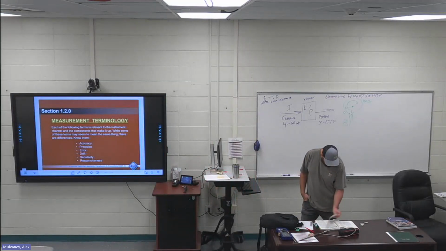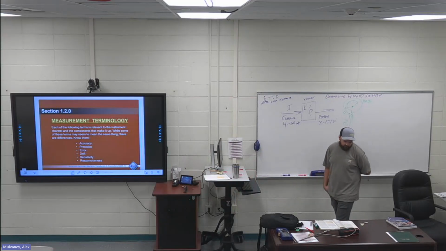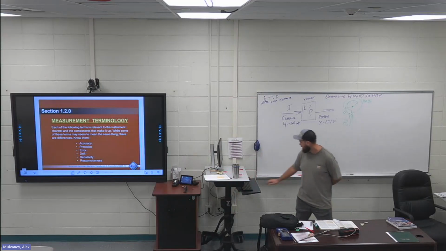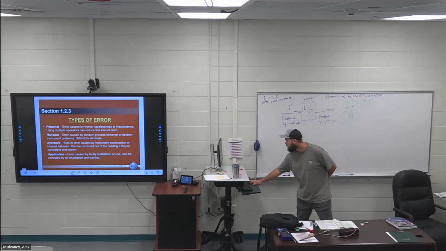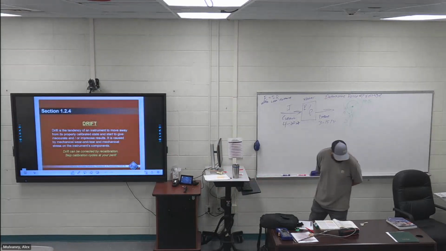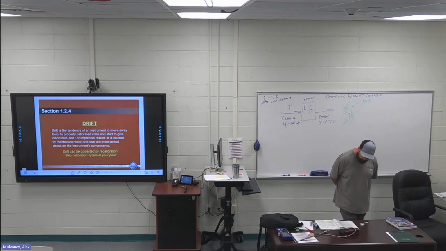All right, flipping over to page 6, reproducibility and drift. First sentence of 124 is highlighted. Reproducibility is the degree of closeness with which the same value can be measured at different times.